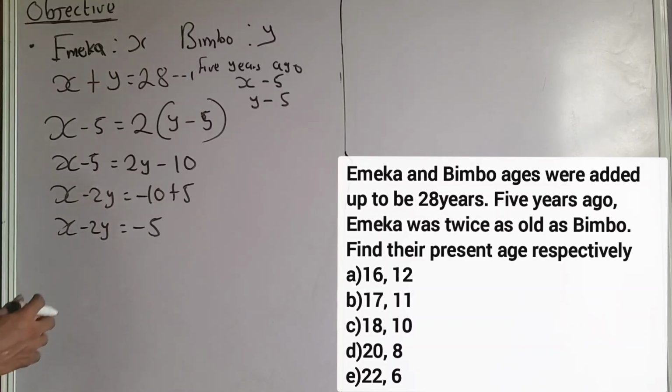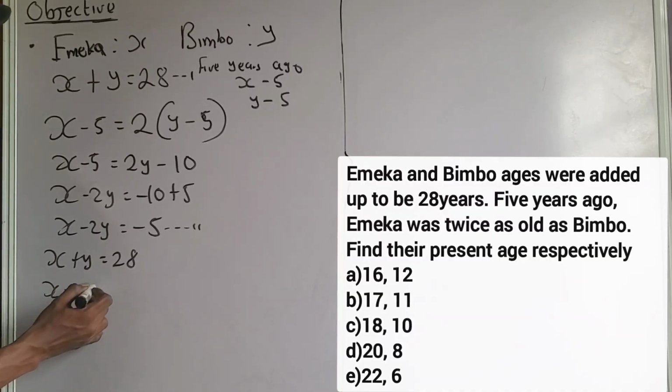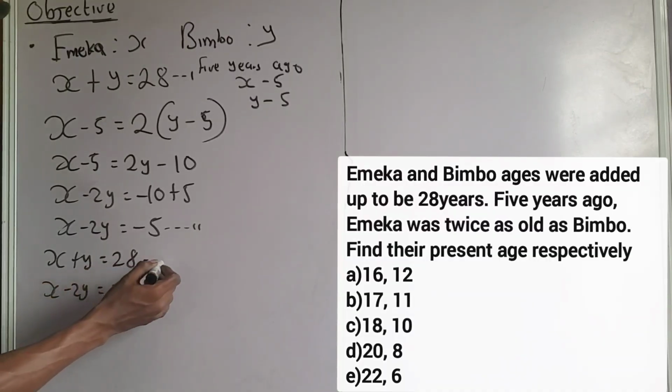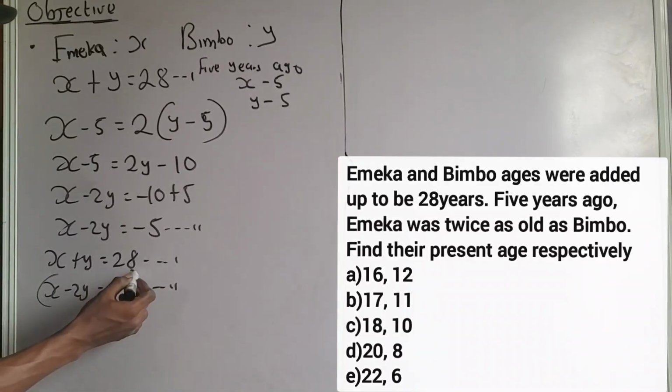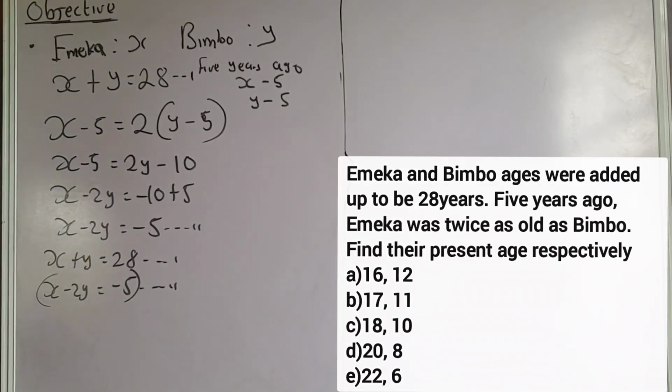Now, having gotten to this point, this is equation 2. Combine equation 1 and 2. Equation 1 is x plus y equals 28. And equation 2 is x minus 2y equals minus 5. Now subtract equation 2 from equation 1. What are you going to have? x minus x is what? 0. Plus y minus 2y, that is what?